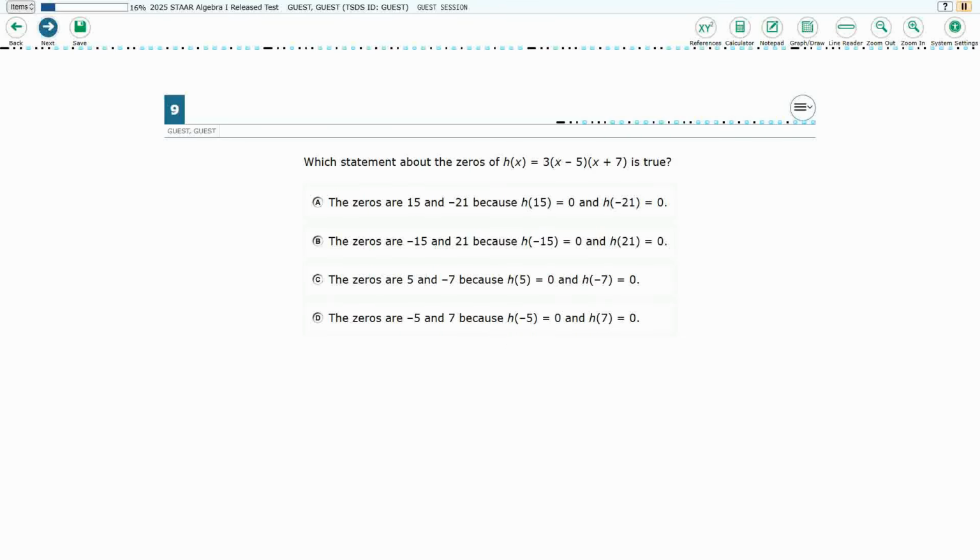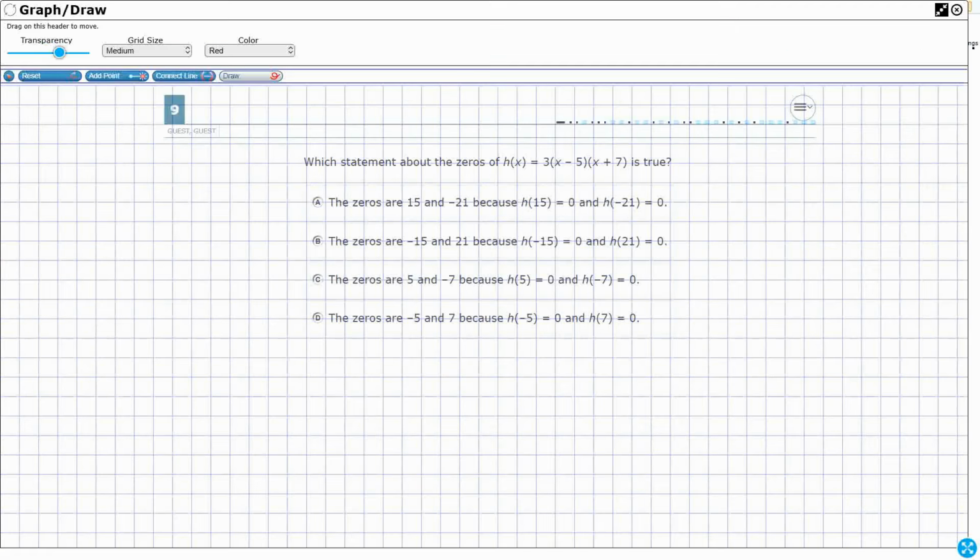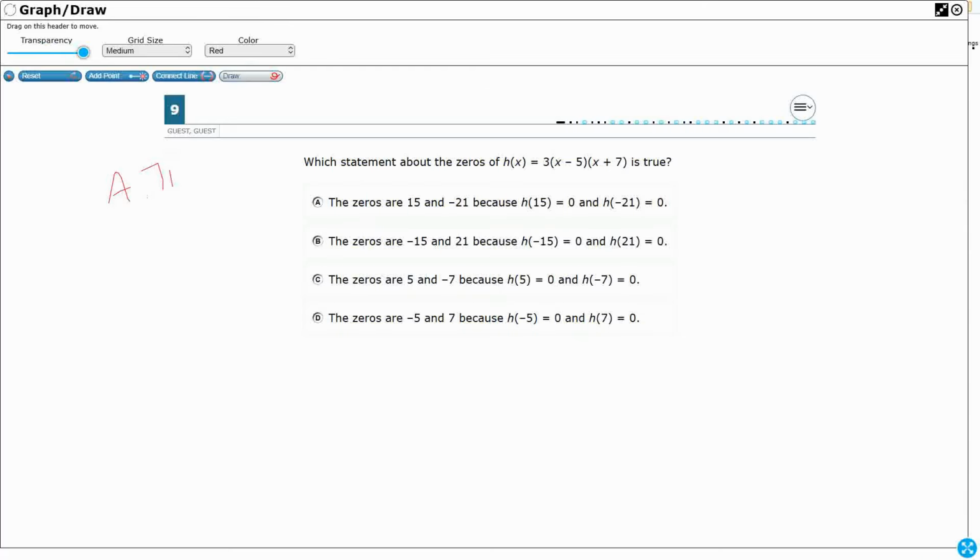Next, for number 9, we are looking at zeros of quadratic functions. This is A.7b, and it might seem like this is going to take a lot of work, but quite honestly, we've got everything we need right here. We don't really need any calculations. So we need to figure out first off, what is a zero? Well, a zero is a value that makes a function, this h of x, or our dependent variable, turn into 0. So what could I put into this x to turn this into 0?